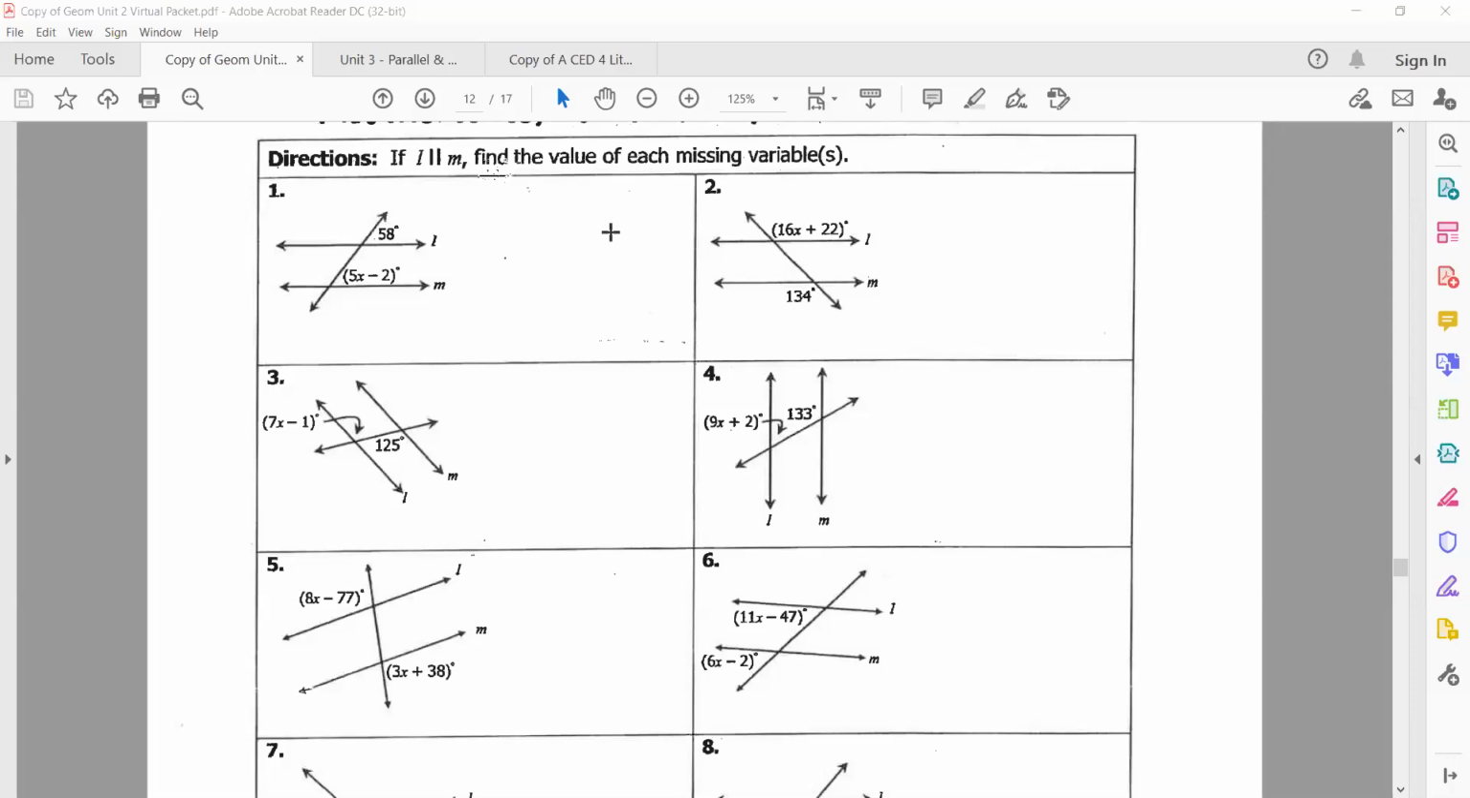Nope. Corresponding. Same side of the transversal, same relative position. Number 2, alternate exterior, outside the lines on the opposite sides of the same transversal. So those relationships are going to tell you how to come up with the equations. In this first one, it's 5x minus 2 equals 58. They're congruent, so you have to make them equal to each other. The second one, also congruent. 134 equals 16x plus 22.